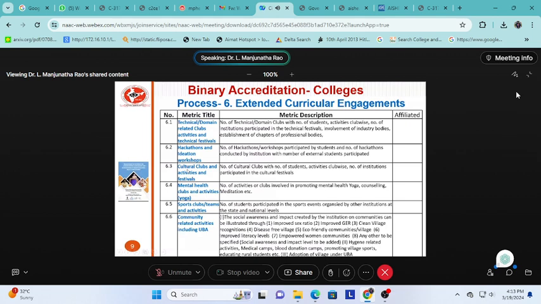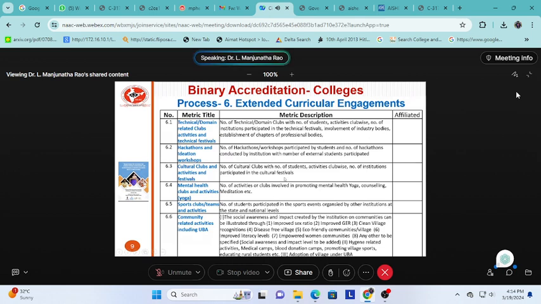Cultural clubs and activities and festivals: number of cultural clubs with number of students, activities club-wise, number of institutions participated in the cultural festivals. Mental health club and activities. This is a very important metric. Now students need a lot of counseling to manage their mental health. That is, number of activities or clubs involved in promoting mental health, yoga, counseling, meditation, etc. Sports club teams and activities: number of students participated in sport events organized by other institutions at the state and national levels.